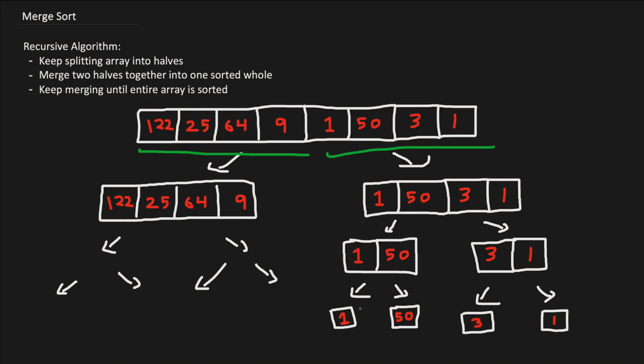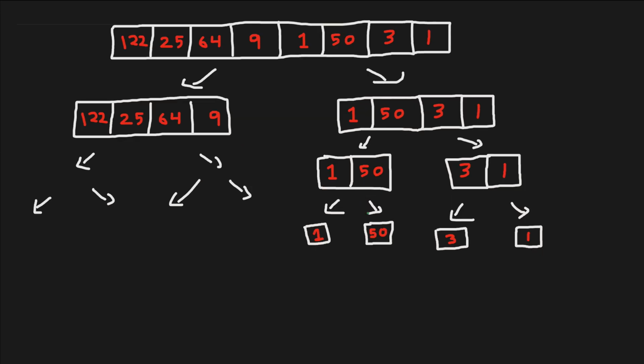And we see that we can stop splitting because now they're just individual elements. And we do that for both sides of the array. I just didn't write this side out. So once you've split the array into individual elements, you can start merging them.